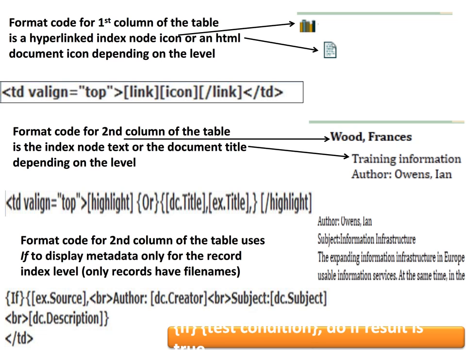The third part here is where we want to display additional metadata. And what we're using here is the if to say, if there's a file name. File names are only associated with records. So this metadata will only be displayed for records, and we don't want it up here at the index node entry. That would make a big mess.